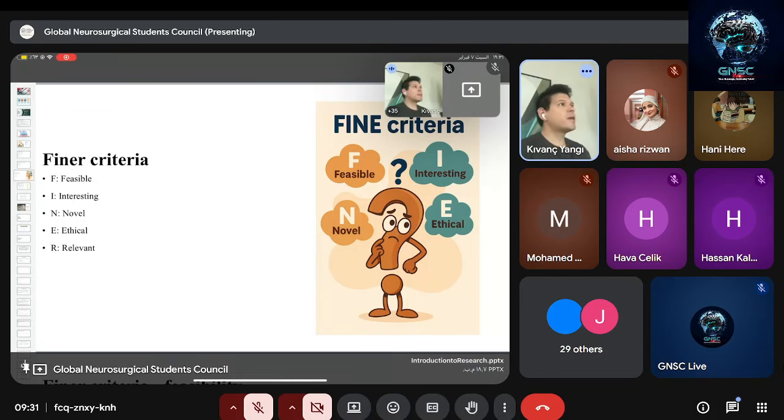What do I mean by that? For example, interesting and novelty almost always come together. So let's think you're asking a question of, again, is smoking associated with lung cancer in young patients below the age of 35? Is it interesting? No. Is it novel? No. Because we already know that smoking has a strong association with lung cancer. So why ask this question in 2026? It does not make any sense.